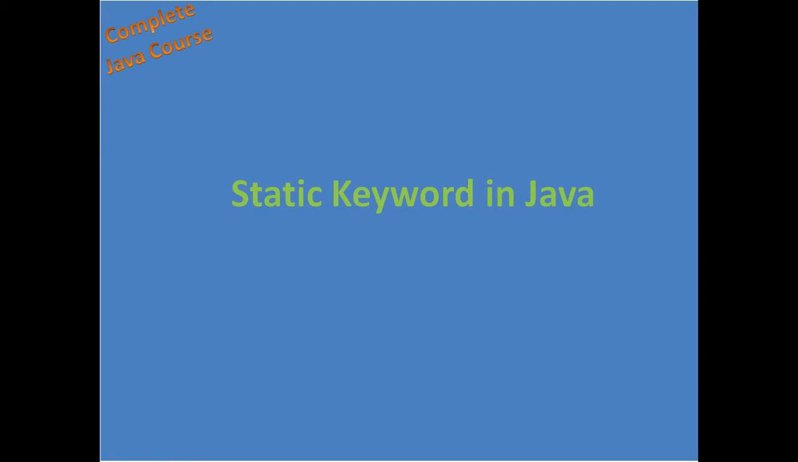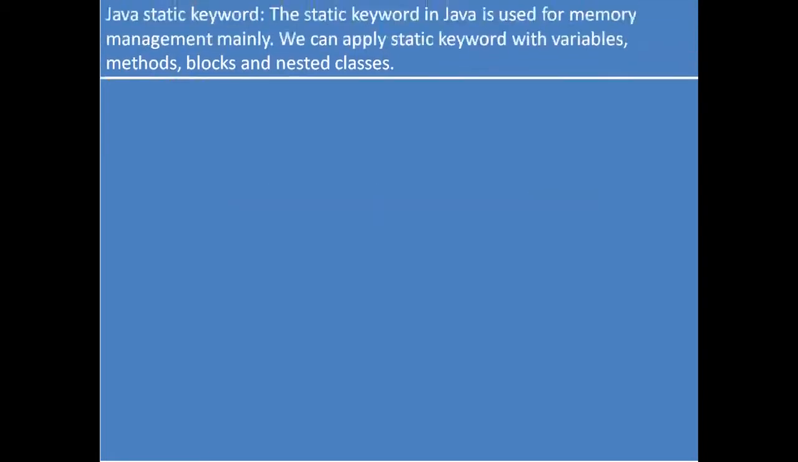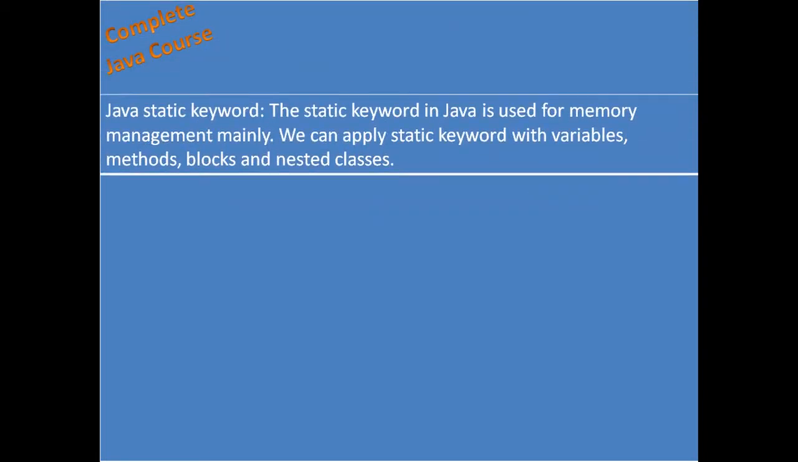Static keyword in Java. The static keyword in Java is used mainly for memory management. We can apply the static keyword with variables, methods, blocks, and nested classes. So the static keyword shapes the memory. How does it shape the memory? We will learn in a few seconds.